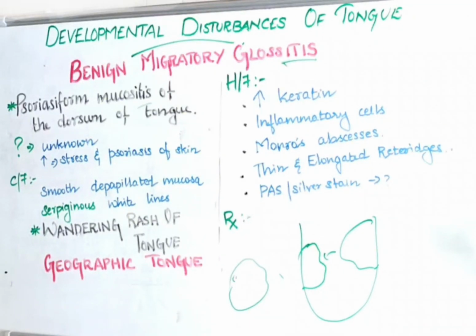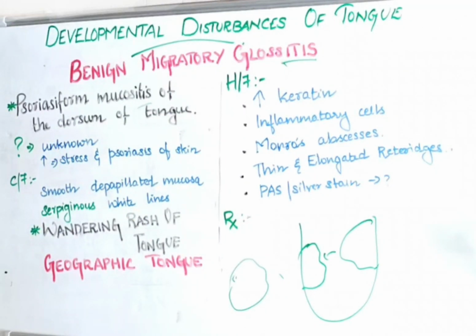Next, we will see about etiology. What is the cause of this? Most of the time, it is unknown. We cannot say which is the exact cause. However, studies have shown that patients who have high psychological stress, who are under more stress, and also patients who already have psoriasis of skin, have higher chances of having geographic tongue. So stress and psoriasis of skin can be a reason for your geographic tongue.